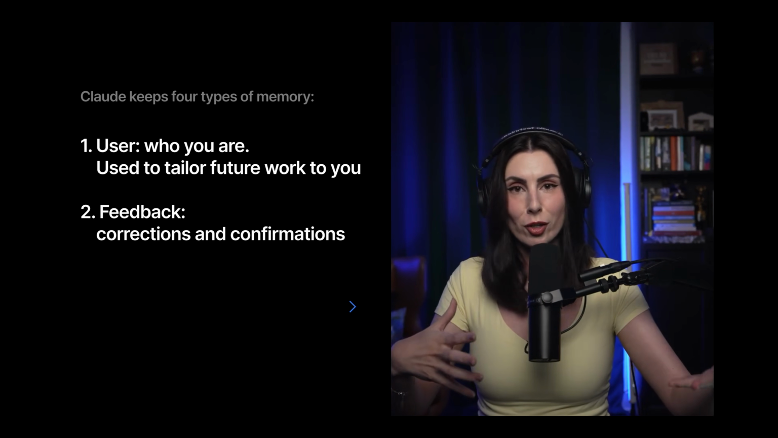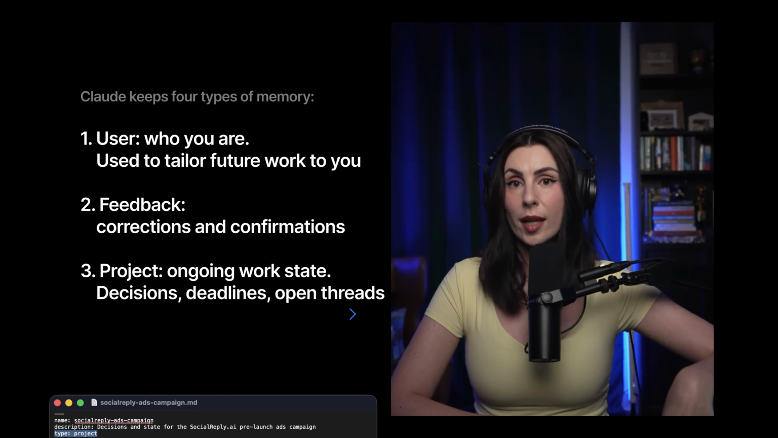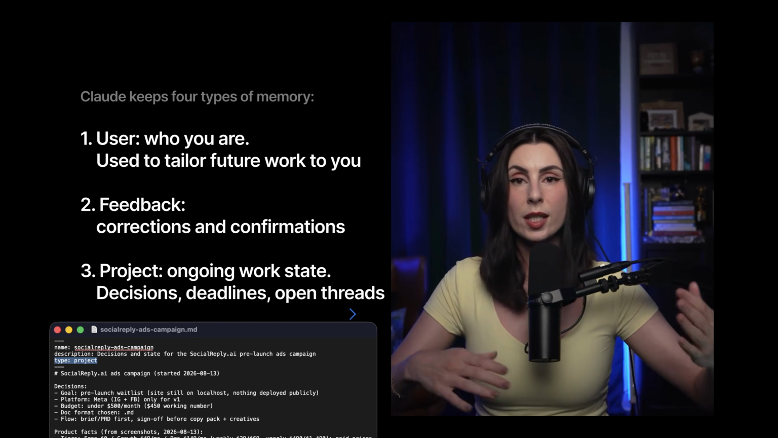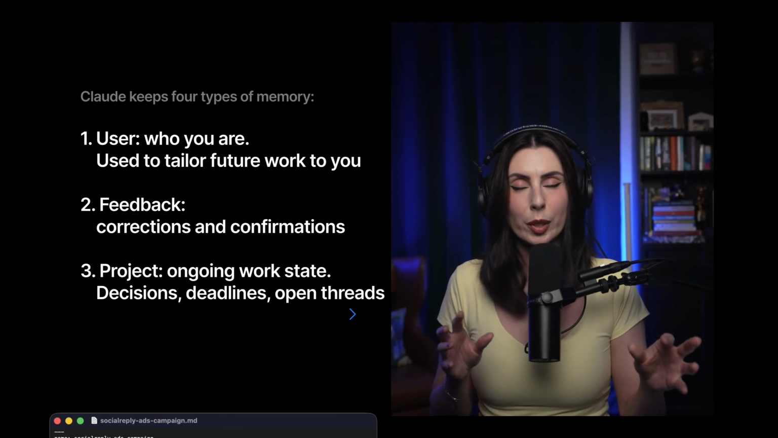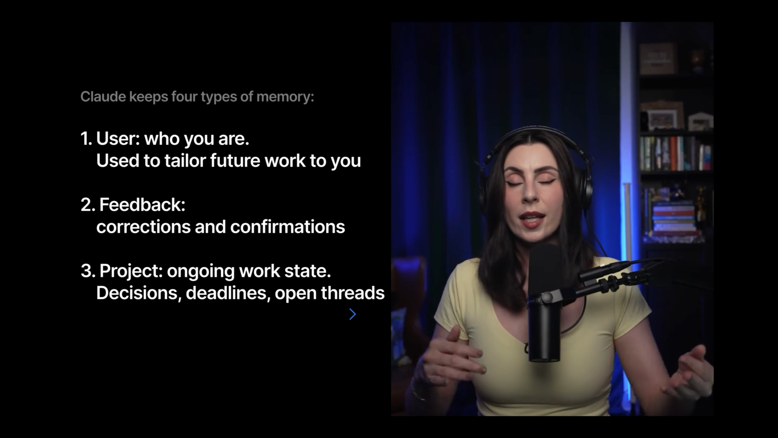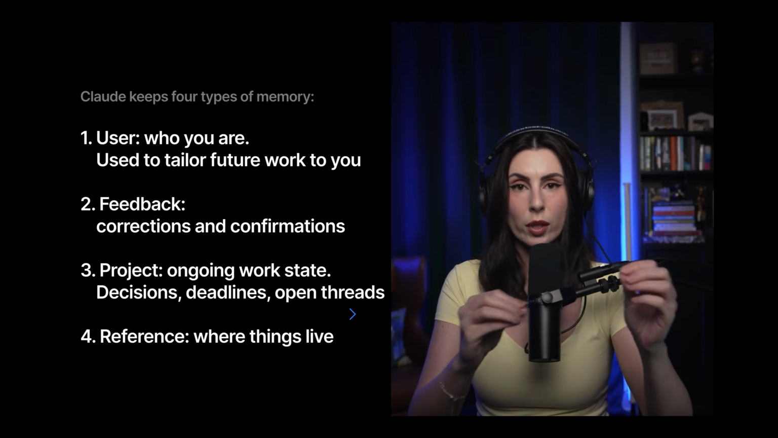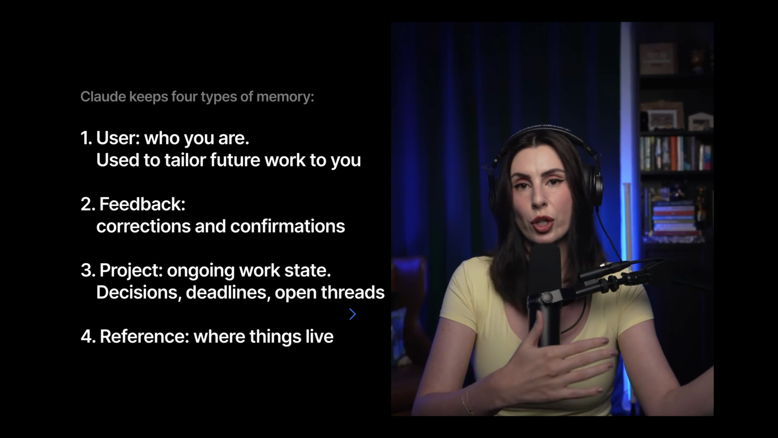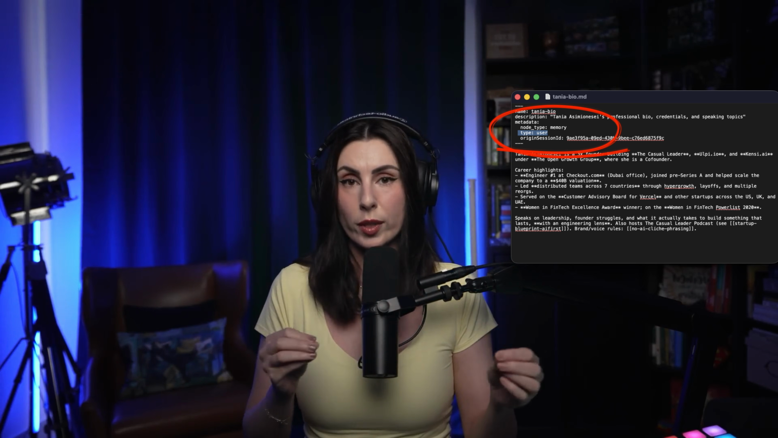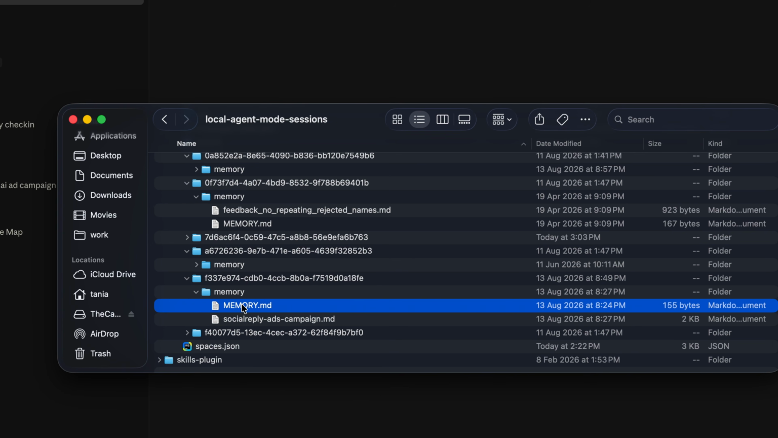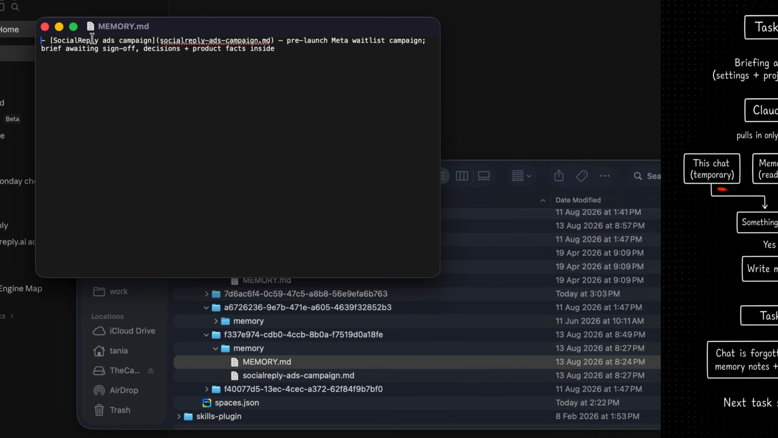Your no M dashes note is in this type of memory. Then you have your project type of memory, which is the ongoing work state, decisions, deadlines, open threads, anything that Claude decided you should remember about a specific project. And then you have reference, where things live. This is where it points to specific locations. For example, log the session in Notion. As you can see, each note is a small file flagged with one of those types. Plus, you also have the memory.md index sitting on top. That's the memory notes, the read-on-need in the diagram.